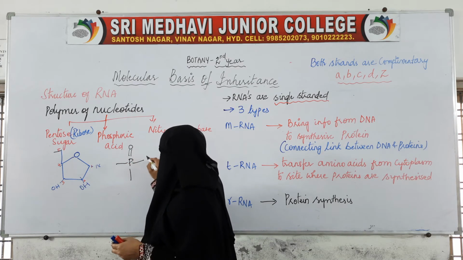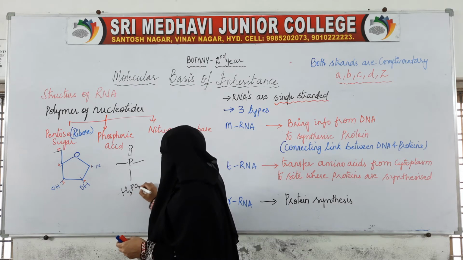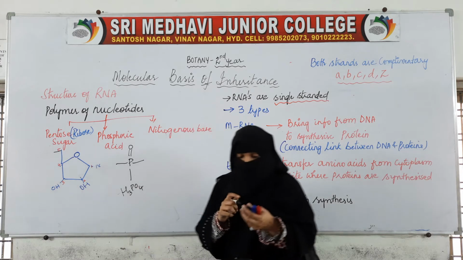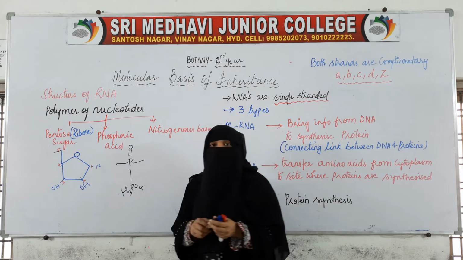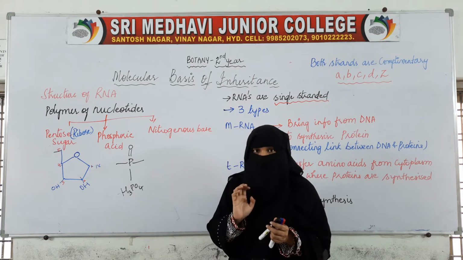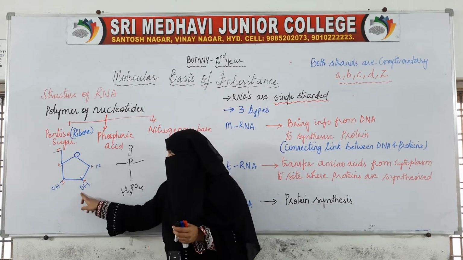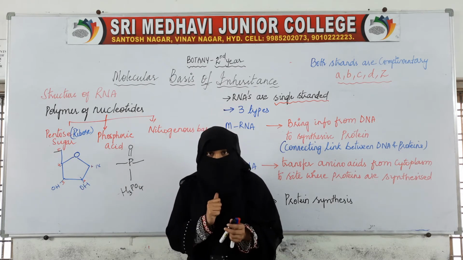It is double bond O. That is H3PO4, the formula is H3PO4. And here in the nitrogenous base, there is a little difference between DNA and RNA. The first difference is the presence of two OH functional groups.